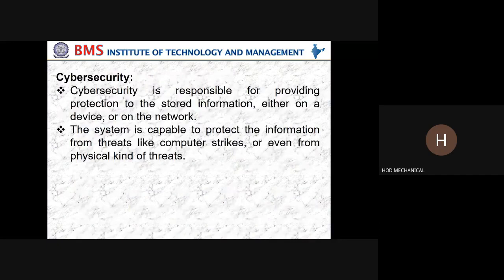Then we have cyber security. In case of cyber security, you can understand it is the main responsible entity to make sure that the devices are going to be safe. Now, as we have discussed in the functions, one of the functions was interoperability. In interoperability, we are going to connect the devices, the machines, the human beings, and the sensors. That is what we have discussed.